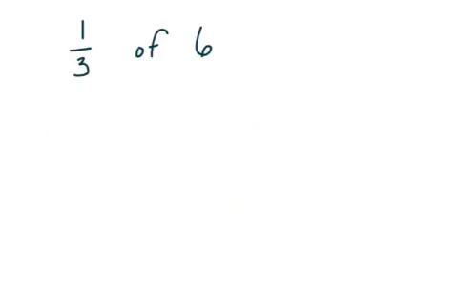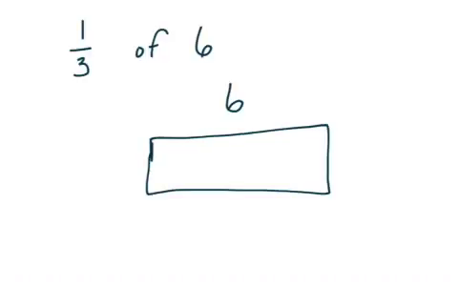Now they might be getting problems set up like this, where it's 1/3 of 6, and getting them to think, okay, 1/3 of 6, they could think of it like this. So here's 6. This rectangle represents 6. I'm going to break it into 3 pieces, or thirds. And then the question becomes, well, what is this piece here? If this is 1/3, and this is 1/3, and this is 1/3, what is that piece right there?